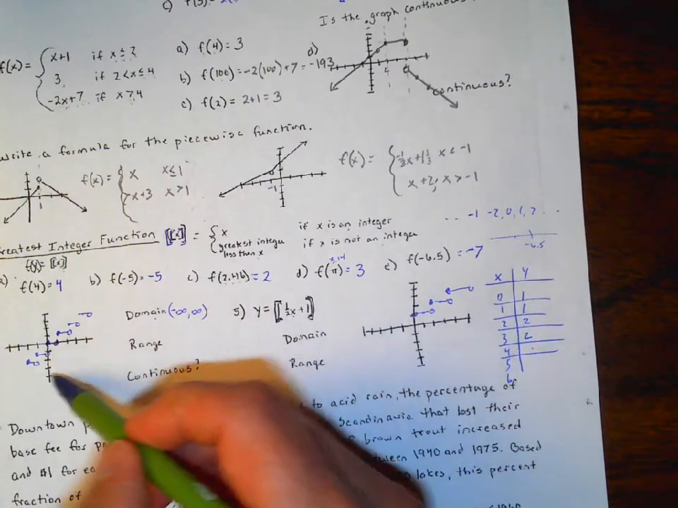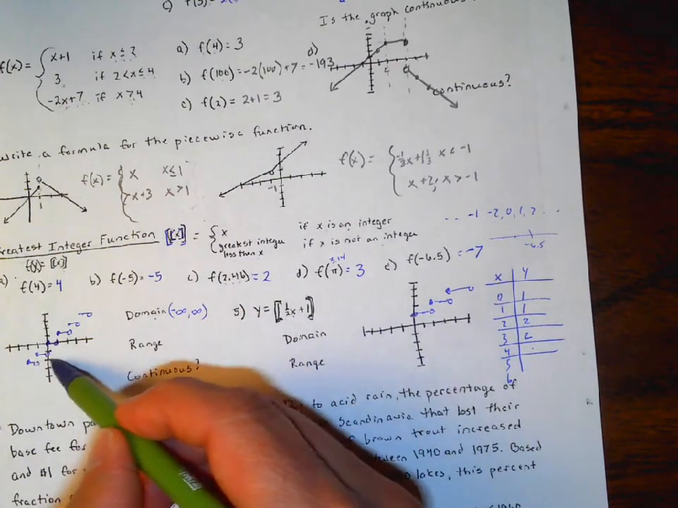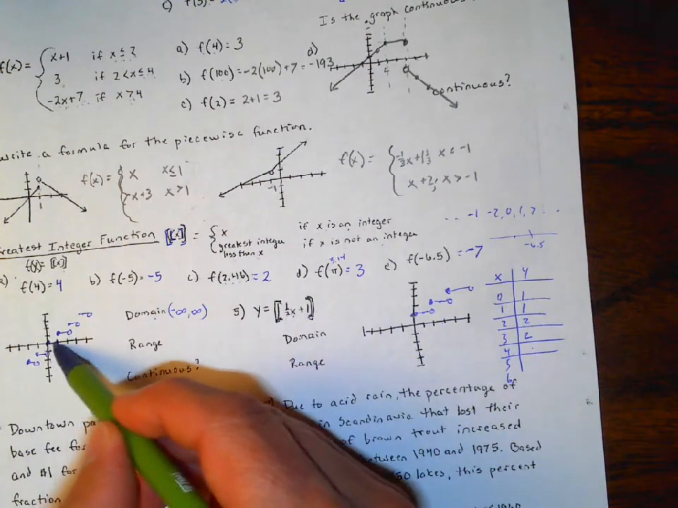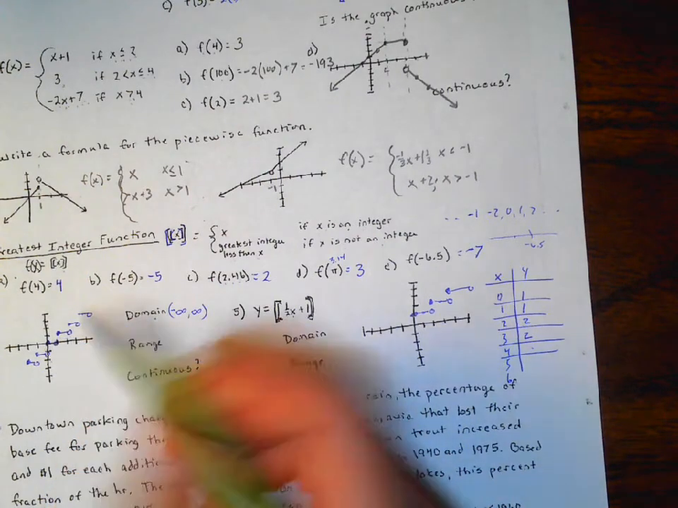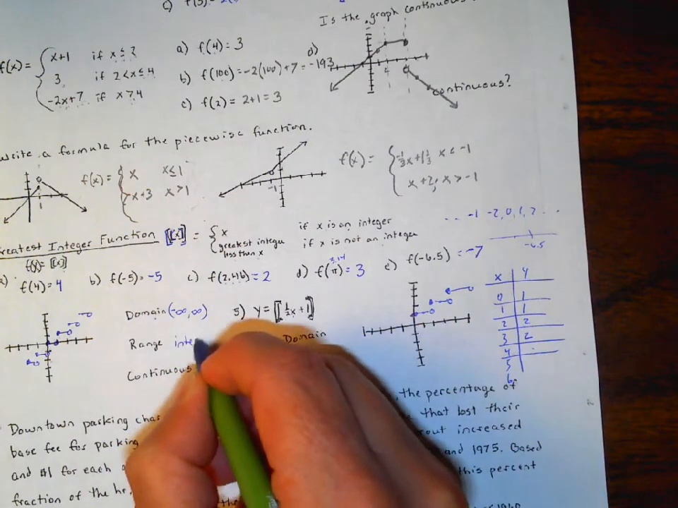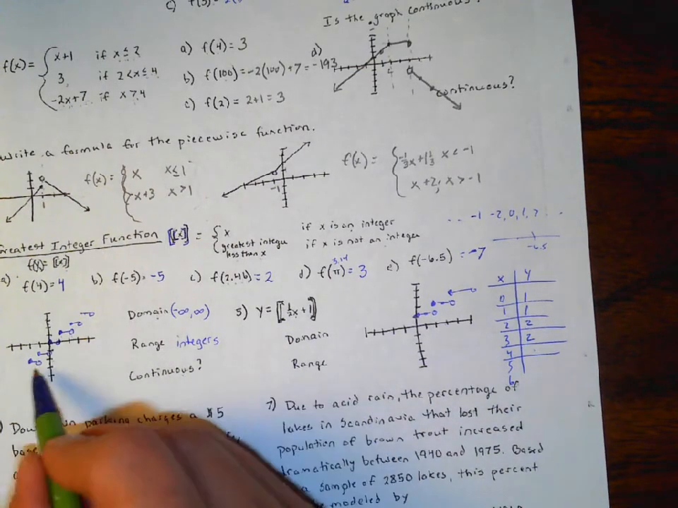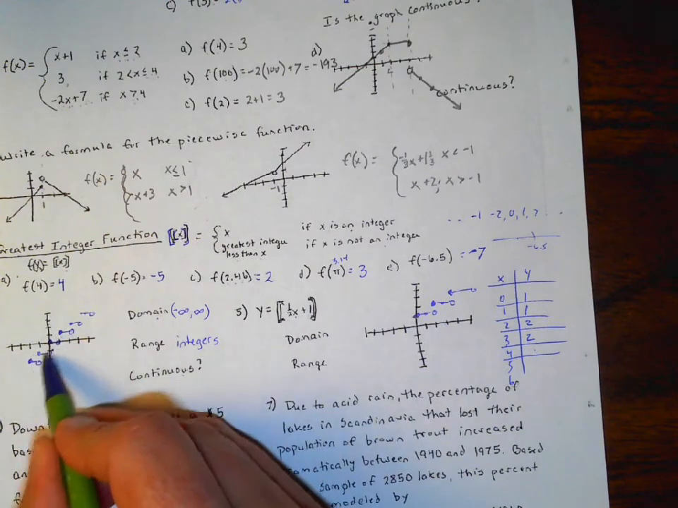The range, okay, so in range, we don't have any decimals, do we? All of our outputs, all of our ranges are integers. Okay, so the integers are what the range is. There's no decimals in there, because it always goes to the lower one. Is it continuous? Definitely not, because we have to lift our pencil to get to the next one.